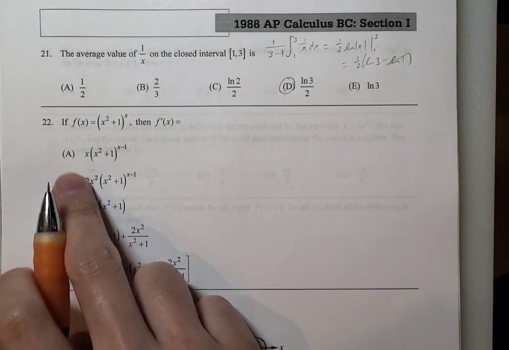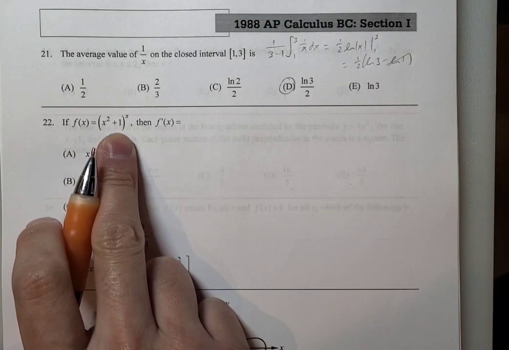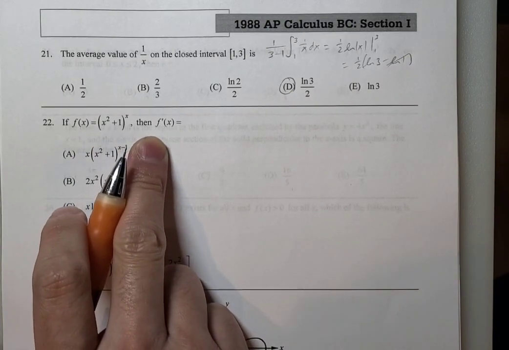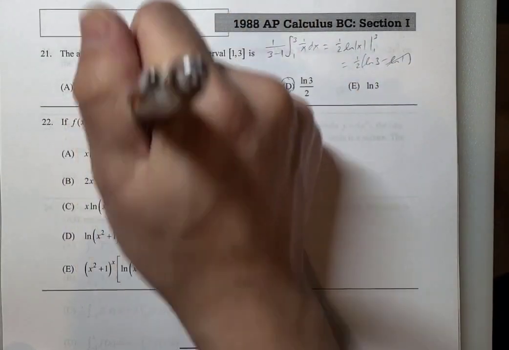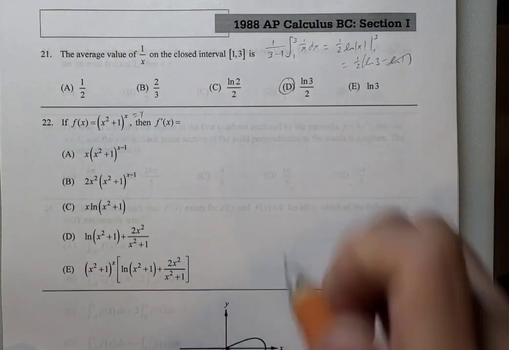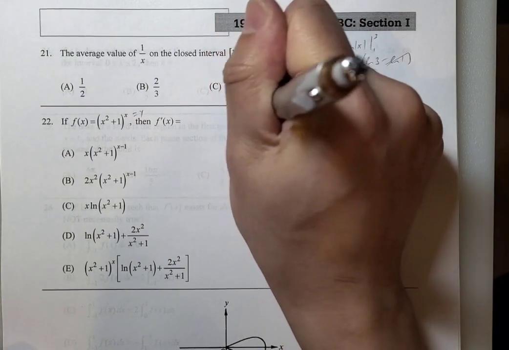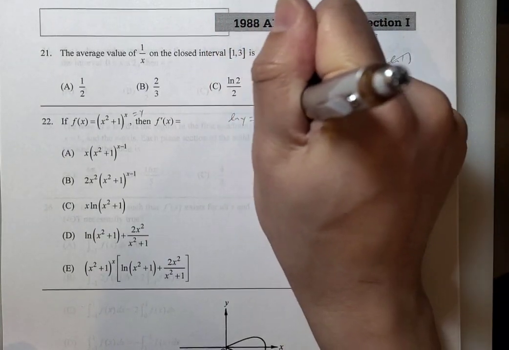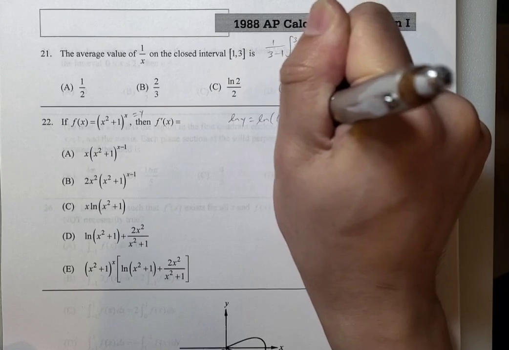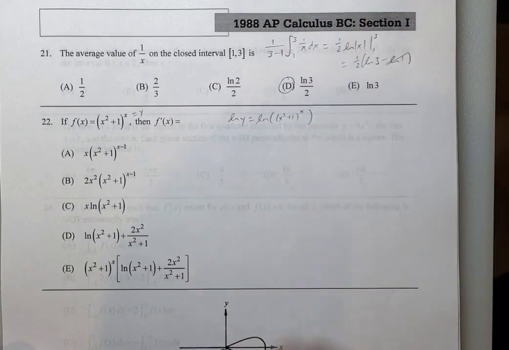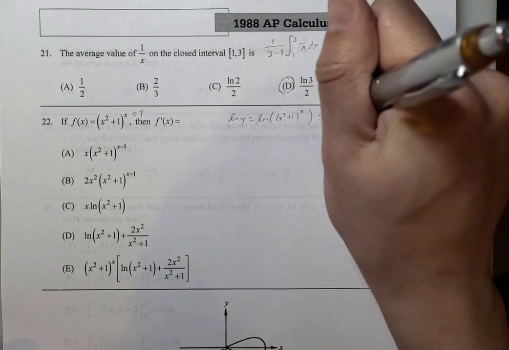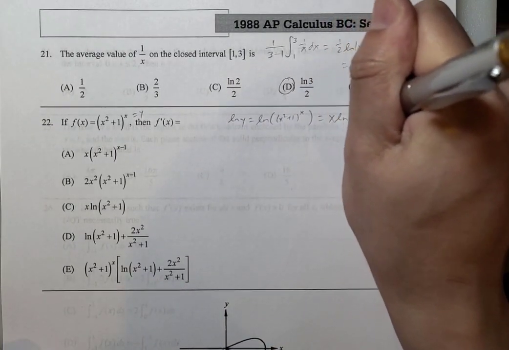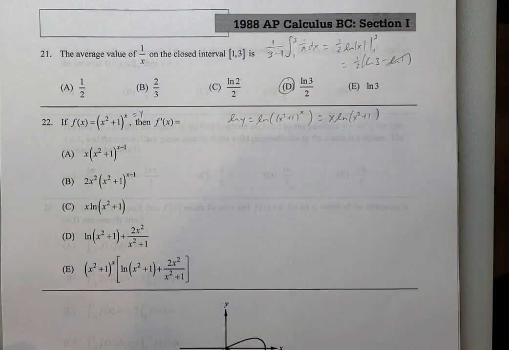Okay, f of x is x squared plus 1 to the x. Then to find f prime of x, we have to use logarithmic differentiation. If we let this equal y, we take the log of both sides, so ln y equals the log of x squared plus 1 to the x power, which we can bring the power out in front of the log by properties of logs.